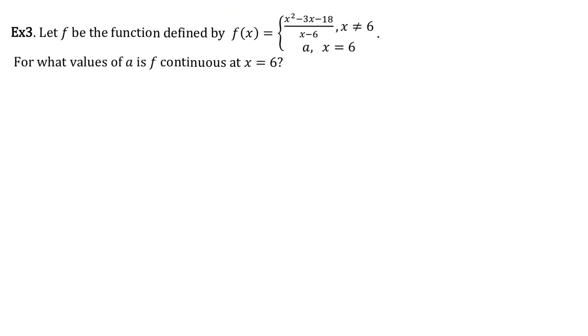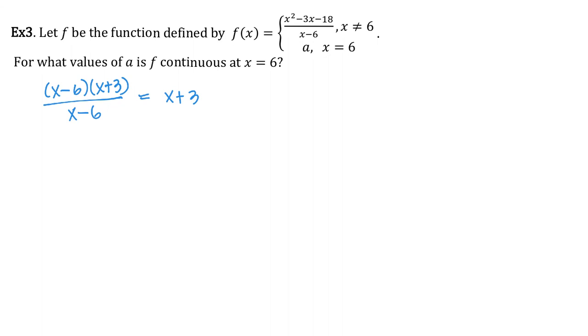Example 3 is asking the same thing, it's just asking it in a different way. It's telling me this is f of x, it's defined this way when x is not equal to 6. Figure out what a has to be at x equals 6 so that it will be continuous. Again, let's simplify the function. And we can see exactly why this is not continuous at x equals 6. So if I simplify that, I get x plus 3.